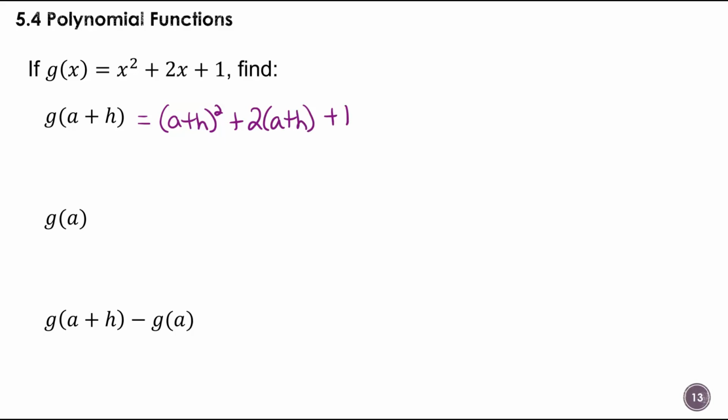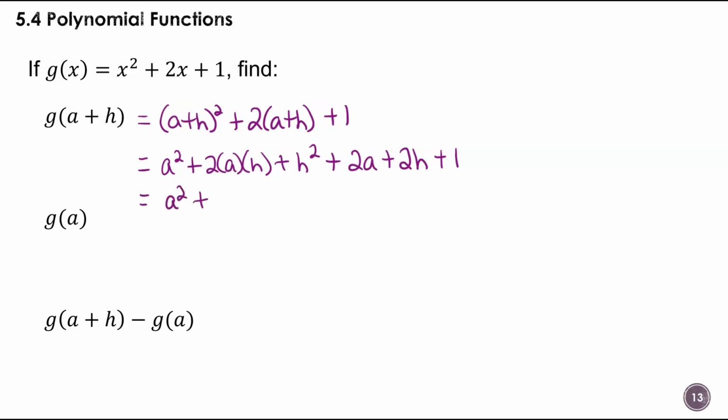Now I'm going to square a plus h. Remember, that's going to be a squared plus 2 times a times the b, right, which is a and h, plus h squared. And then I'm going to have plus 2a plus 2h, and I still have a 1 out there. Okay. So I have a little bit more simplifying. Let's see. Nothing will combine on this one. So I just have a squared plus 2ah plus h squared plus 2a plus 2h plus 1.